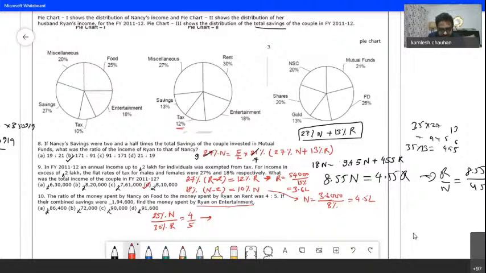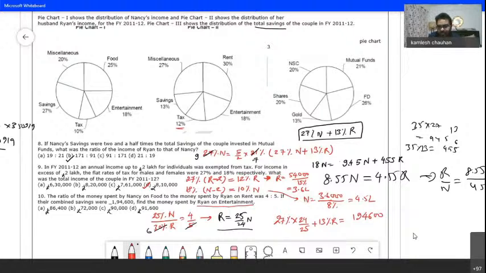So I'll just cancel out terms. I'll write 6 here. So R is equal to how much? 25 by 24 of N. That is what we have. Now from here, what we can write is total savings is 27% of N. Now N can be written in terms of R as 24 by 25 of R, and this is 13% of R. This total value is 1,94,600. So that is what we have.